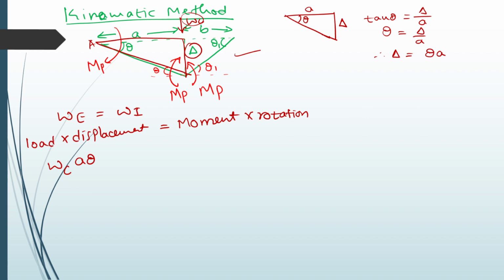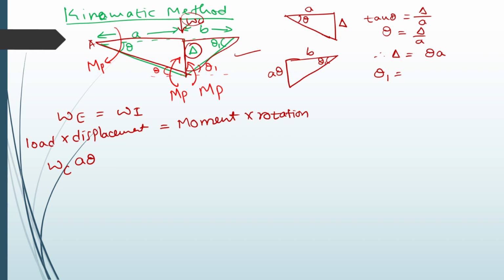So how many rotations are there in this particular problem? We have two rotations, one is theta and another one is theta 1. Theta is developed at point A and theta 1 is developed at point B. We know theta in terms of delta by a, and we can identify theta 1 similarly. So we are going to consider another triangle. This triangle I am going to consider. This is theta 1, this is b, this is the delta value a theta, which we already identified.